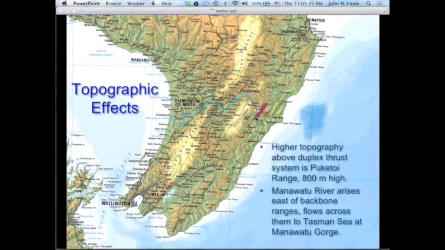And as this normal fault keeps getting subducted, this duplex thrusting is raising the Pukatoi range. And that is causing the Manawatu River to flow through and create this hole in the backbone range, the Tararuas and the Ruahinis, and enables the Manawatu River to break through. So the whole transportation layout of the Lower North Island is affected by this.